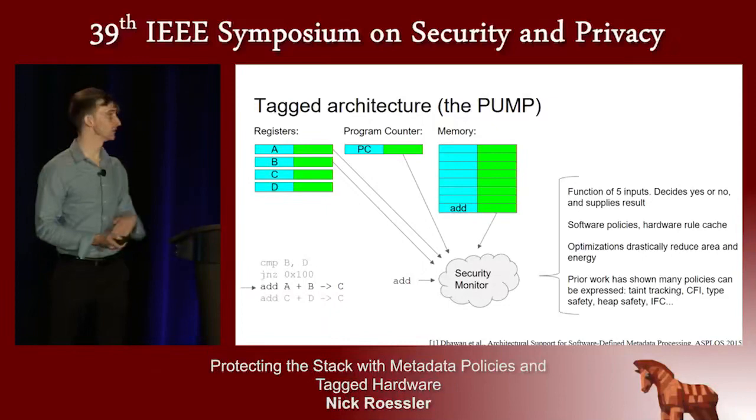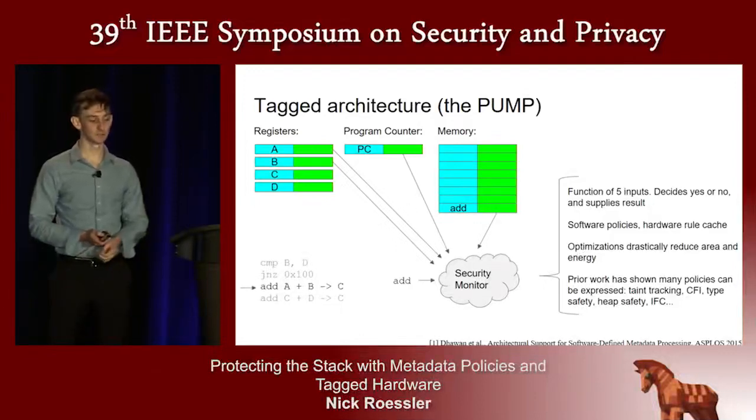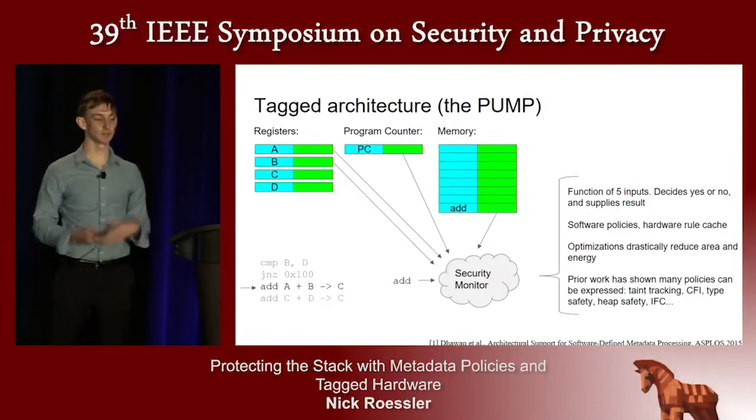Prior work has shown how this architecture can express and accelerate a range of security policies. These include taint tracking, control flow integrity, type safety, heap safety, information flow control, and others. The contribution of this paper is looking at how we can protect the stack with this architecture. Our stack policies end up being some of our more involved policies, and they bring up some new challenges.